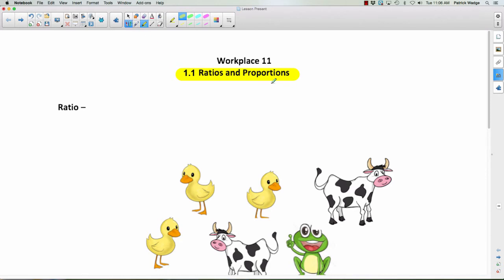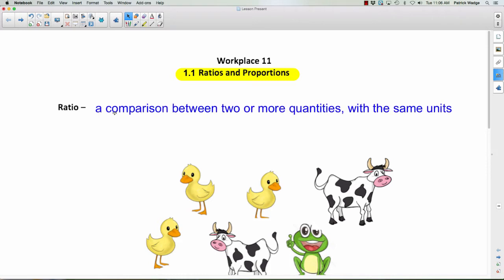So in this lesson today, we're going to talk about ratios and proportions. Very important topics. You've talked about ratios before, but you may not remember, so let's remind you. A ratio is a comparison between two or more quantities with the same units. We're not going to focus on the units too much today. The idea is that you can't make a ratio that compares, for example, centimeters to meters. You'd have to switch one to the other unit. But we won't worry about that today.